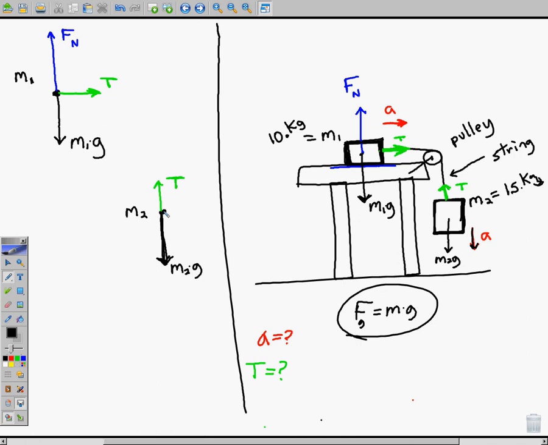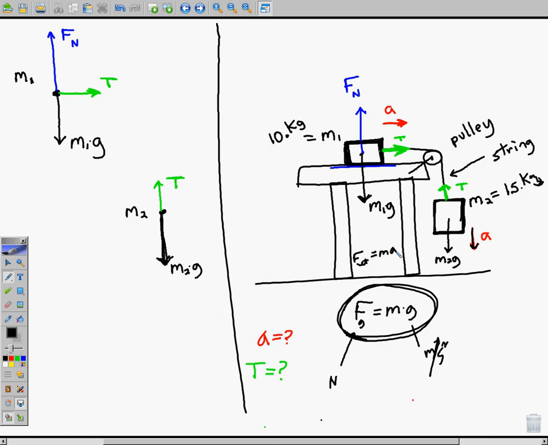Well, G is the acceleration due to gravity, which is in meters per second squared. This is the force due to gravity, which is in newtons. So they're not equal to each other. They're related to each other, and the proportionality constant is the mass. That formula is a direct descendant of law number 2, which says that the net force equals the mass times the acceleration.